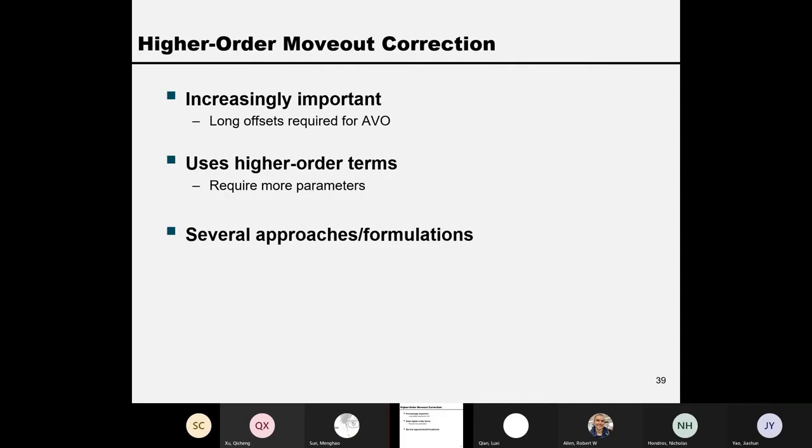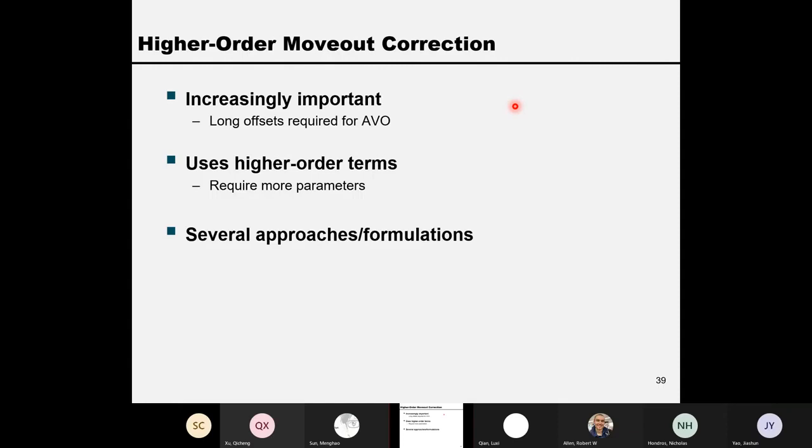For high order, as I said, we assume the reflection is a hyperbolic curve. That's the second order Taylor expansion. But Taylor expansion has more high order terms. If we improve the high order terms, we increase accuracy. That's for the small offset.